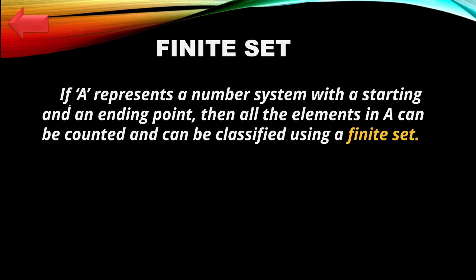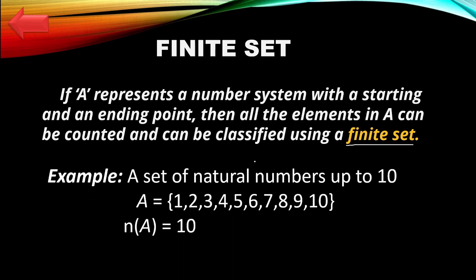Okay. If A represents a number system with a starting and an ending point, then all the elements in A can be counted and can be classified using finite set. So, kapag nabibilang natin ang element, pwede natin siyang tawaging finite set. Example, a set of natural numbers up to 10. So, since meron siyang ending up to 10 lang, kaya nating bilangin isa-isa. So, the cardinality of set A is 10.